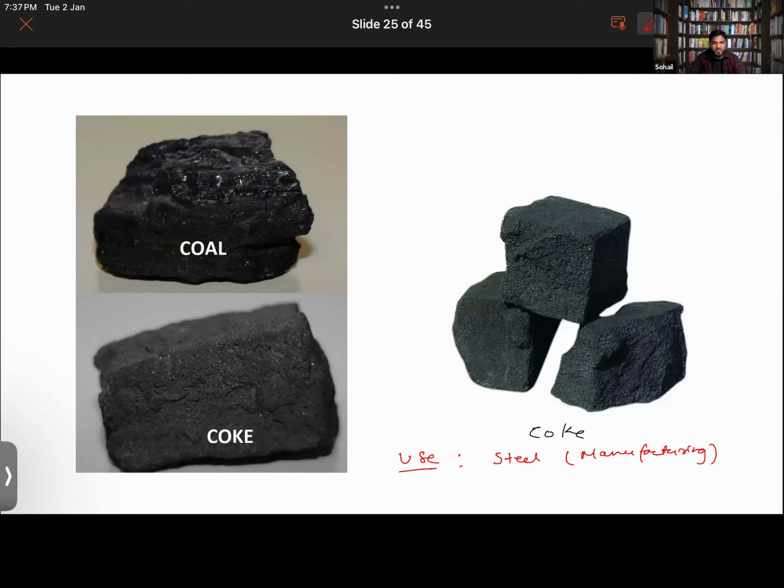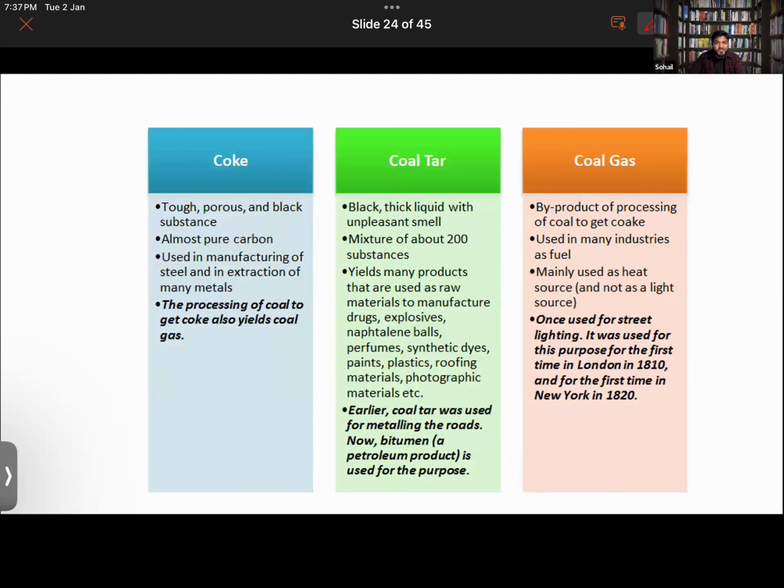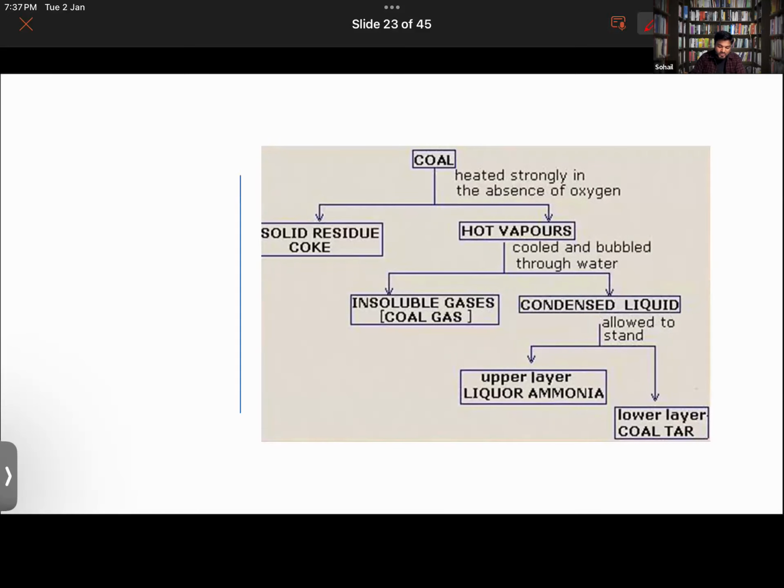Coals of good quality were used in the steam engines, and in obtaining steel we will be using it right now. Also, while you are processing the coal to get coke, in that process we are getting coal gas also.